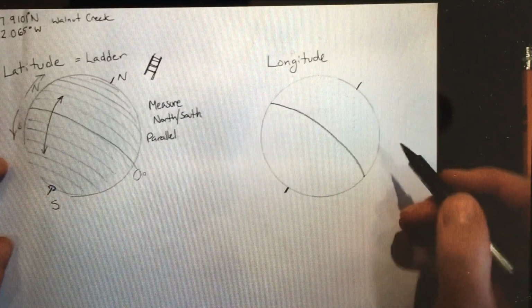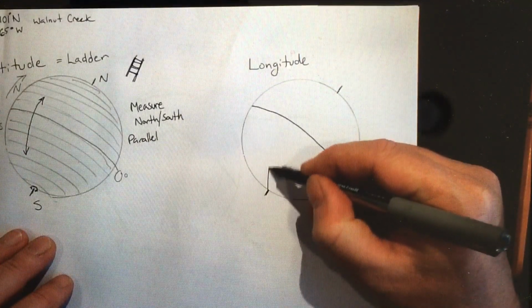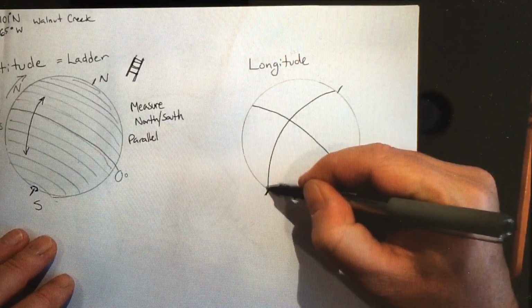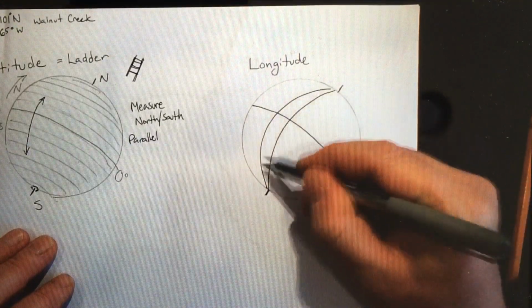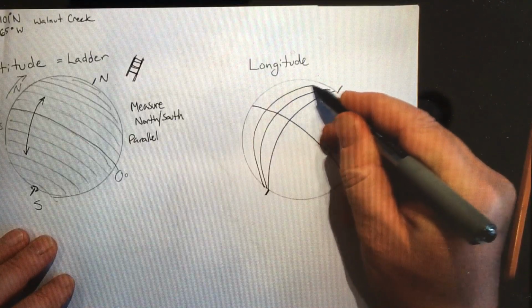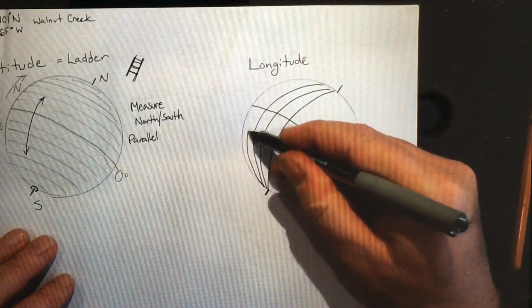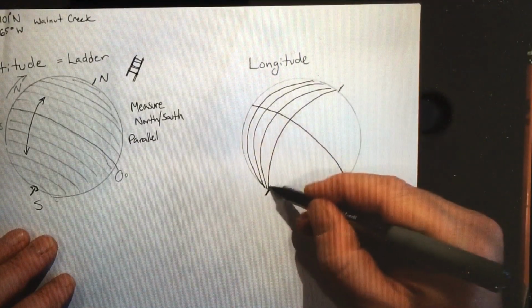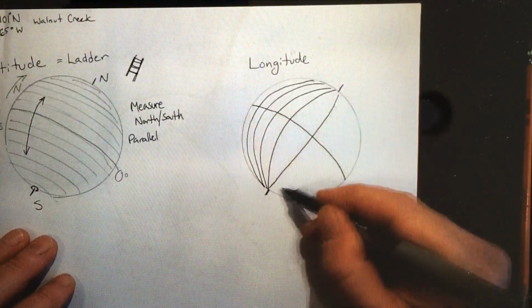Now the longitude lines. I'm going to draw the equator. Whew, that was lucky. And they cross the equator. And there are many of them as well. But they are not parallel. They all intersect at each pole.